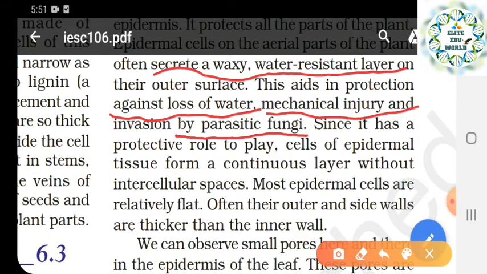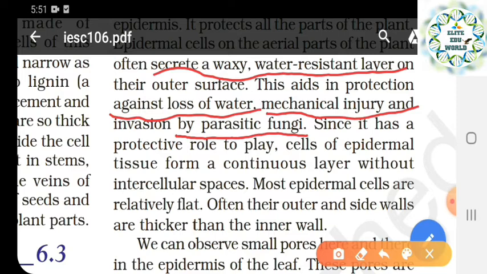So since it has a protective role to play, in short we can say this layer, that is called epidermis, is playing a protective role. Cells of epidermal tissue form a continuous layer without interspaces.